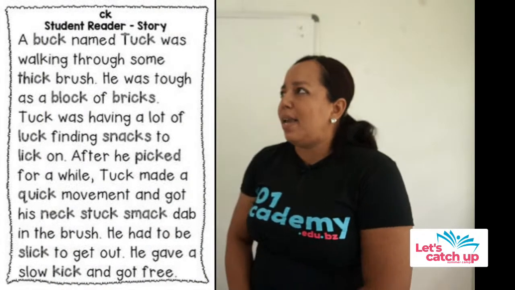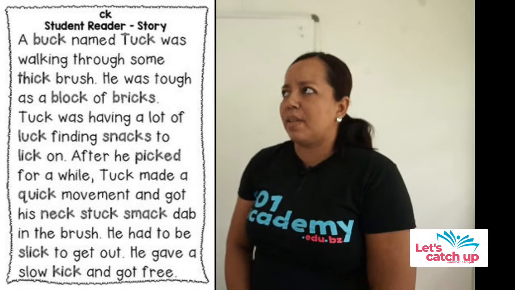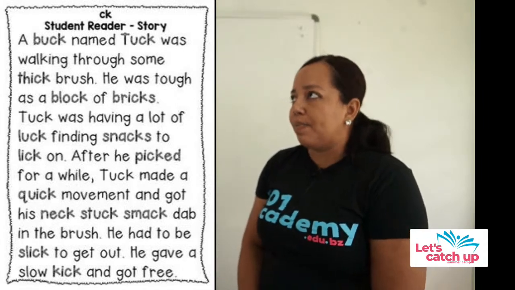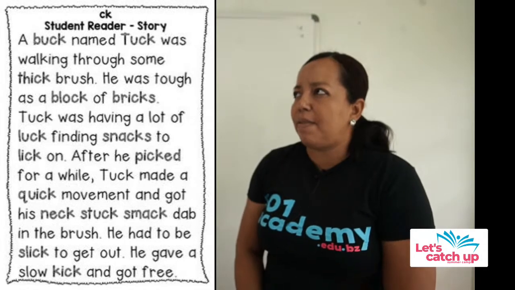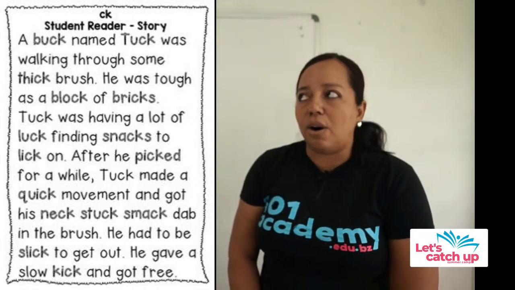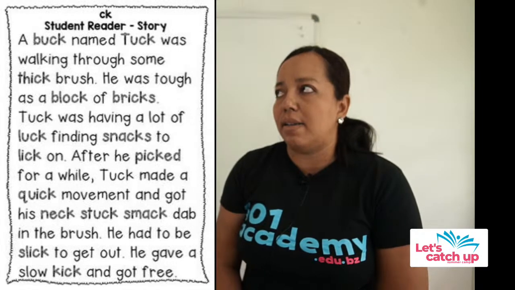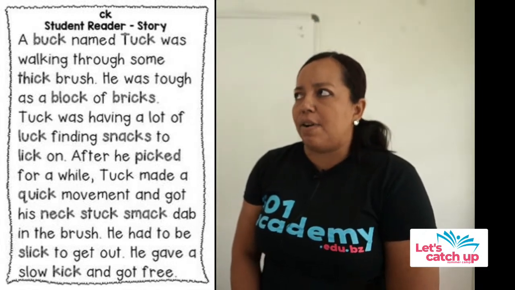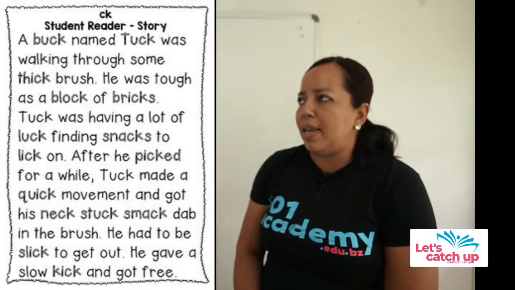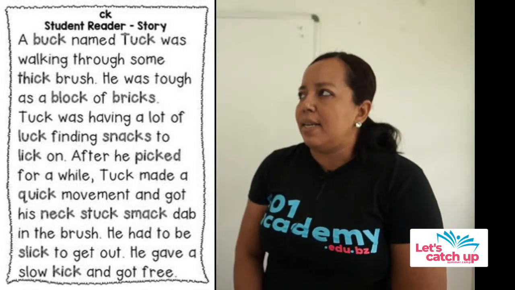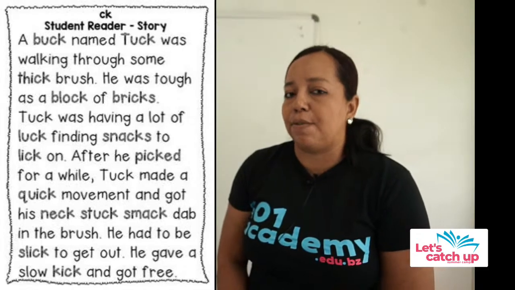All right. The name of the story is K. Let's listen to the story. A buck named Tuck. A buck named Tuck was walking through some thick brush. He was tough as a block of bricks. Tuck was having a lot of luck finding snacks to lick on. After he picked for a while, Tuck made a quick movement and got his neck stuck smack dab in the brush. He had to be slick to get out. He gave a slow kick and got free.